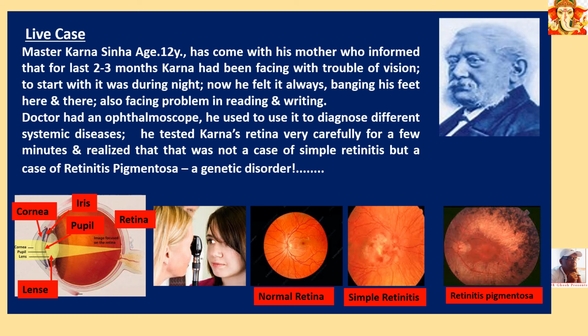Actually, for these diseases, specific signs appear in the retina, and from that sign, the doctor can say that this person is suffering from this disease, though the patient may not be aware of it. So please remember, the ophthalmoscope is a very good instrument to diagnose systemic diseases.